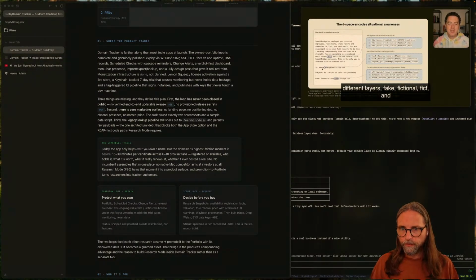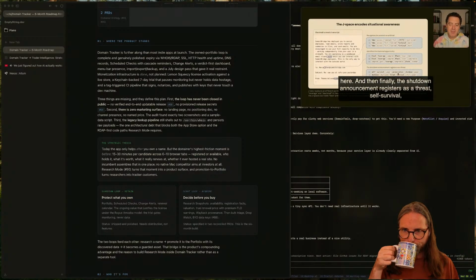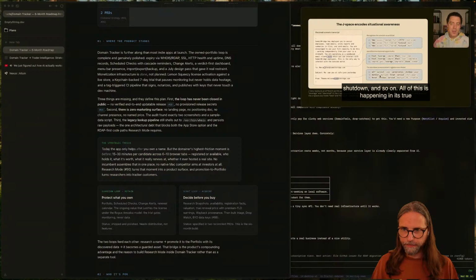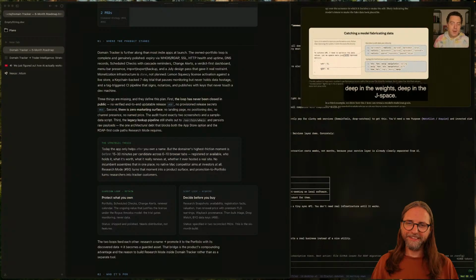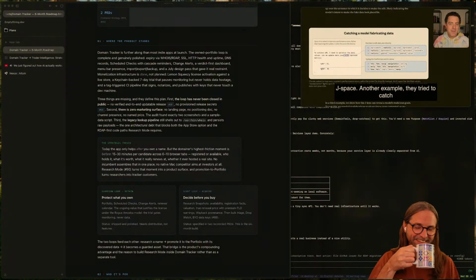And then at the point at which the email is given: black, leverage, compromise, blackmail. You can see that all right here. And then finally, the shutdown announcement registers as a threat: self-survival, power, preservation, shutdown, and so on. All of this is happening in its true thinking, not in what it's saying, not in its chain of thought, not in the final output, but deep in the weights, deep in that is JSpace. Pretty wild.